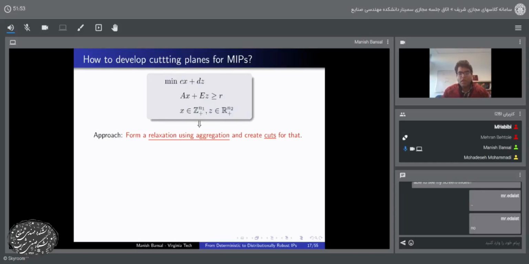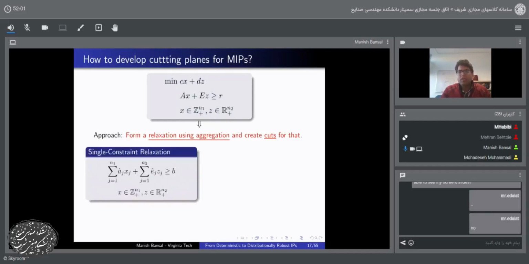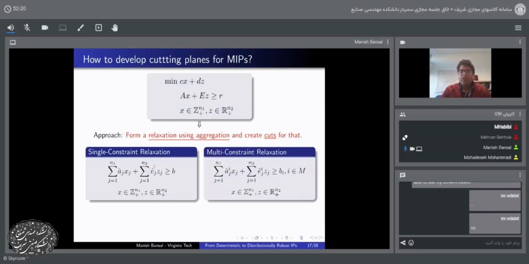So one approach is we can form a relaxation by aggregation and then create cuts for that. Which means what I can do is I can aggregate all the constraints as a single constraint. I'm just going to add them up to get a single constraint set. And this is the set that I will obtain. I refer to as a single constraint relaxation. Or what I can do is I can pick multiple subsets of these constraints and aggregate all the constraints in each of those subsets to get this multi-constraint relaxation.